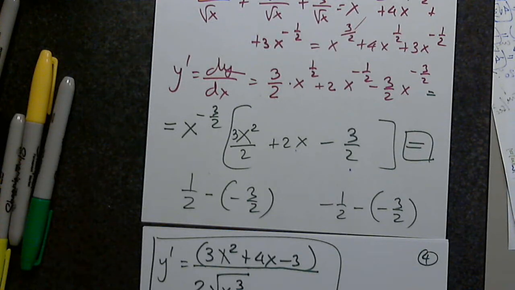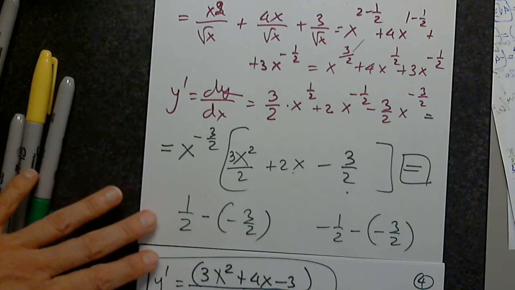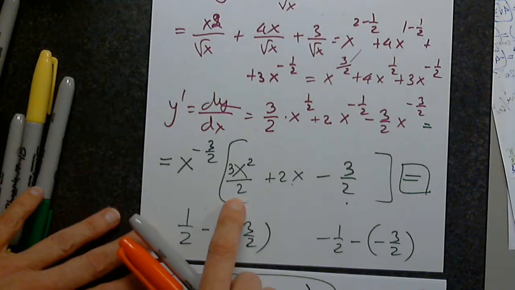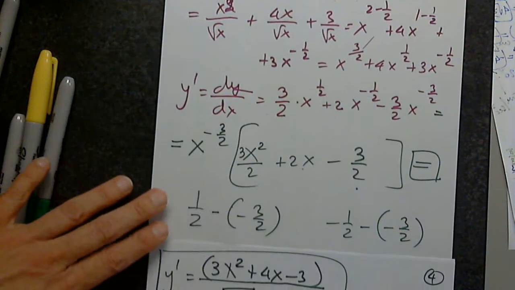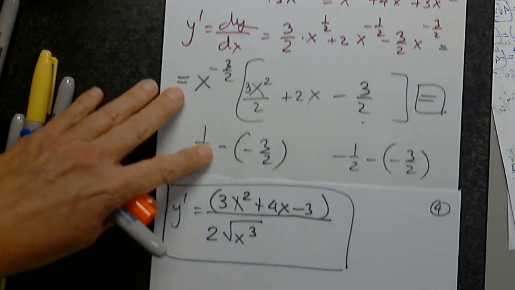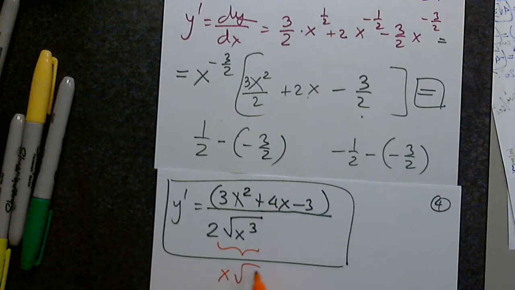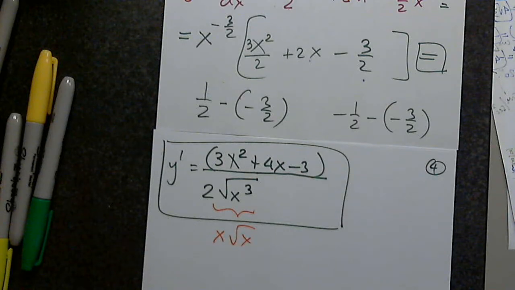Yes, Joey? Actually, is that 2 times the square root of x? Because I factored out this 1 over 2. Wouldn't it be? Oh, never mind. Okay, you can rewrite it if you want. Yes, you can rewrite it as x times the square root of x. Yes, let's come back to your question.